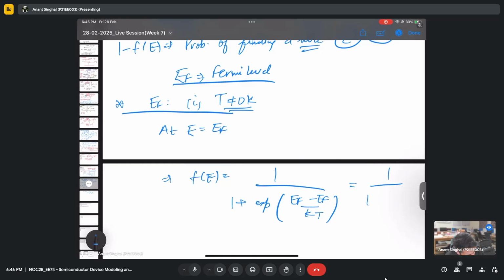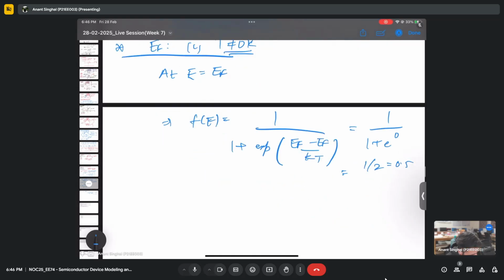So it will be 1 upon 1 plus exponential of 0, right? Yes, sir. So it will be 1 by 2. It is 0.5. Yeah, so it states that the Fermi energy level is that energy level at which the probability of finding an electron is 0.5.